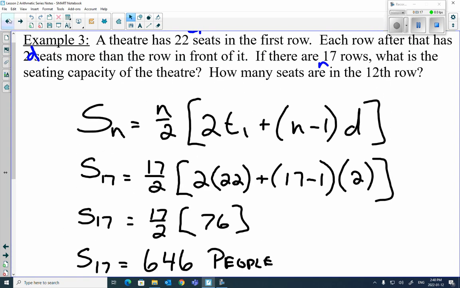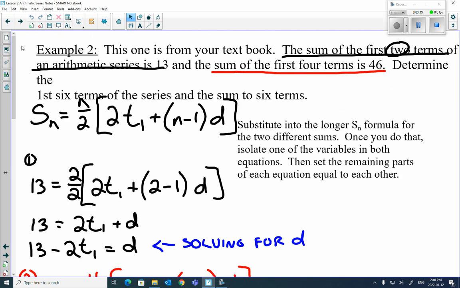And the reason we skip that is it's quite a bit harder because it has to do with systems of equations. So what we have here, and this was actually from one of the questions in the textbooks, is: the sum of the first 2 terms of an arithmetic series is 13, and the sum of the first 4 terms is 46. So what they do is they give you 2 pieces of information. We're going to use the summation formula because it says the sum.